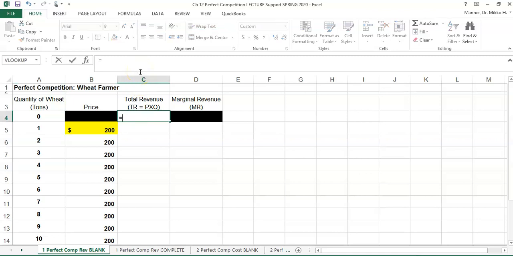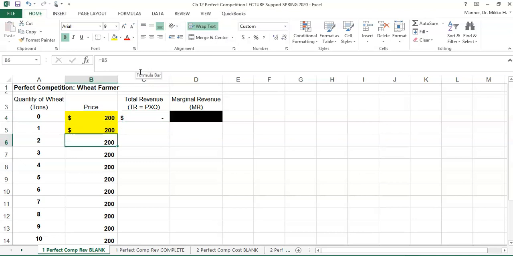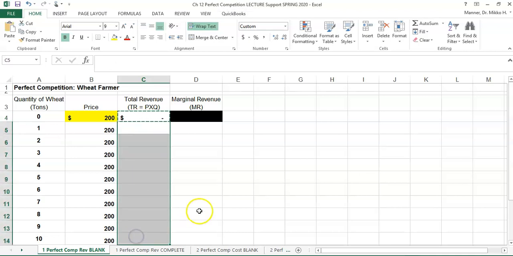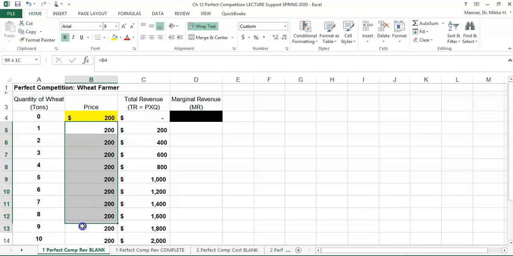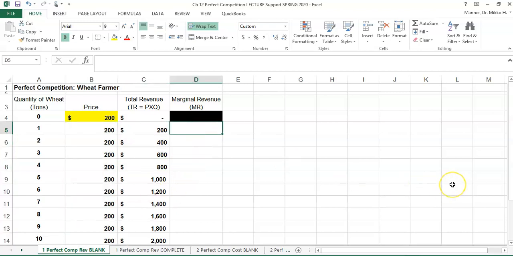So if you don't sell anything, it doesn't really matter. Nothing times 200. Actually, let's put 200 there. So price is $200, whether they sell anything or not. But since they're selling nothing, there is no revenue. So price times quantity, copy that formula down. And we have basically revenue going up by $200 every time they sell one more, because every time they sell one more, they're selling it for the same $200 price.